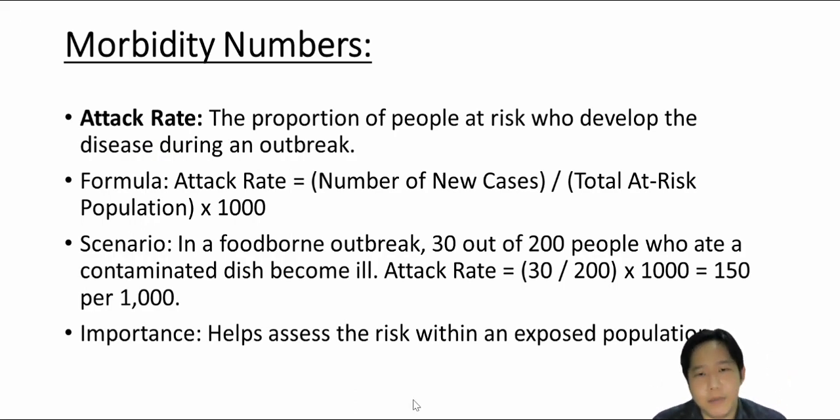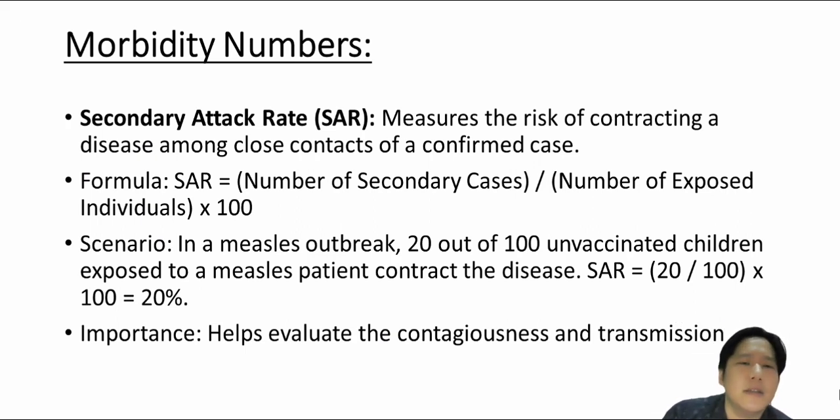Okay, moving on. Secondary attack rate. By definition, it measures the risk of contracting a disease among close contacts of a confirmed case. The formula is number of secondary cases, hence the word secondary, divided by number of exposed individuals multiplied by 100.